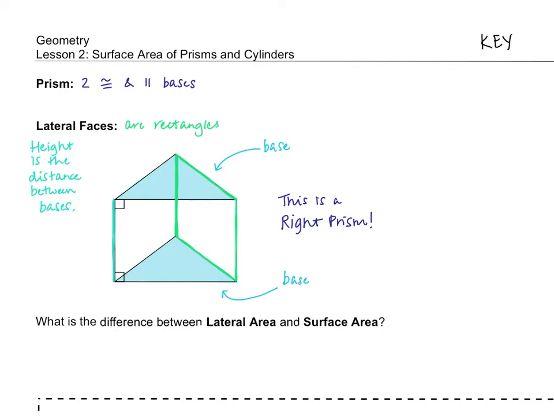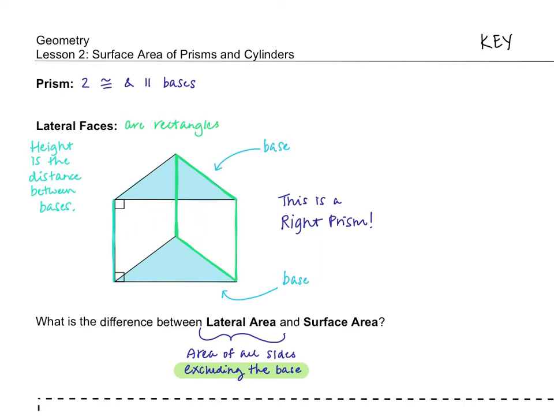When we're looking at our lateral area, that is the area of all the lateral faces. So just each of these sides. It does not include our bases. So that's something important that we want to put down here: our lateral area is the area of all the sides, and it is excluding the bases. So in this picture, it would be all three of these rectangles.